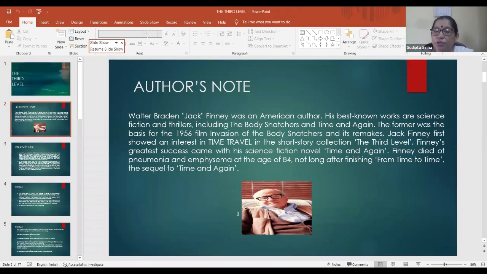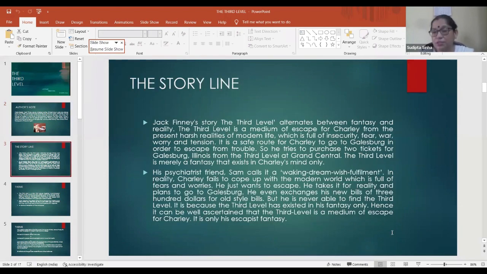Yeah, the author's note, and he was a celebrated author in the genre of science fiction and time travel. So the third level is actually a collection of short stories. All this information is available on Google itself. So we all know that they have been adapted and televised. Some have been tried to be made into a movie. Then I take them through this because it is very difficult to convince them.